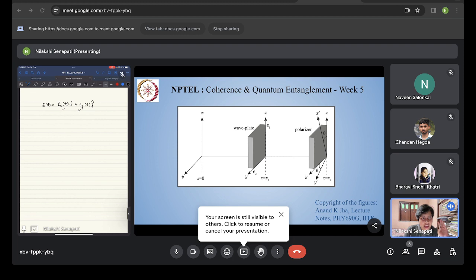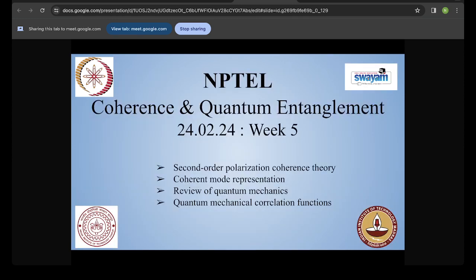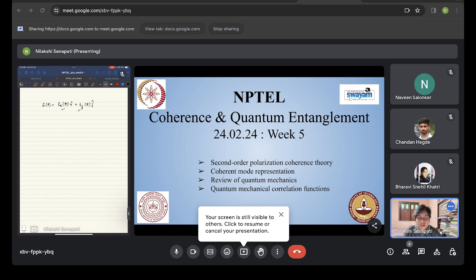The four topics I have mentioned today, which we are going to understand: first is the second order polarization coherence theory, then the coherent mode representation, then a review of quantum mechanics and quantum mechanical correlation function. Now we have already understood the correlation function and coherence for various degrees of freedom, but those are mostly for the scalar field. When you are considering a vector field, there comes the concept of polarization, and we need to do it for that also.